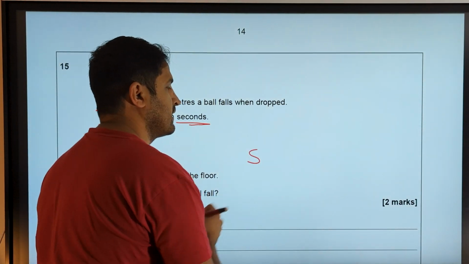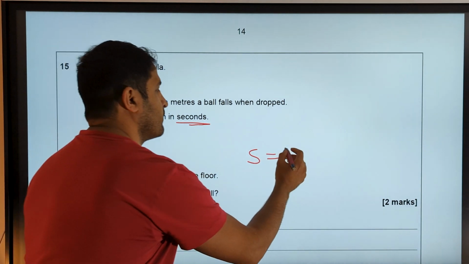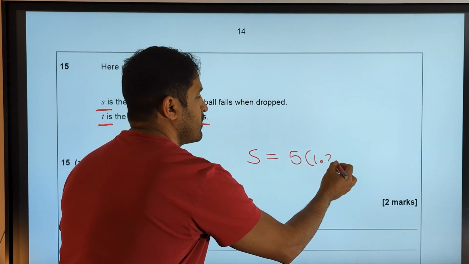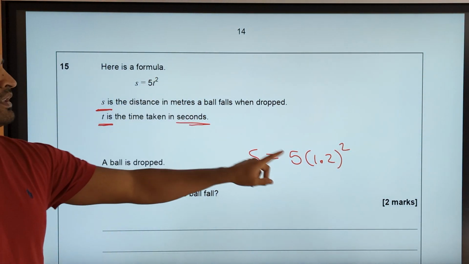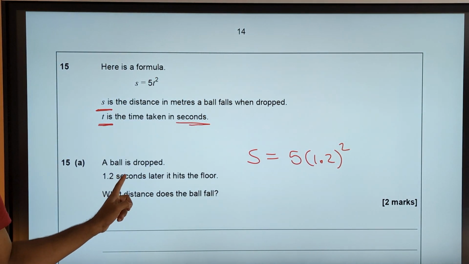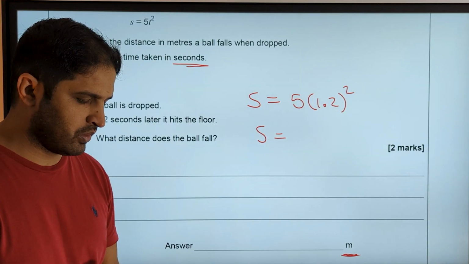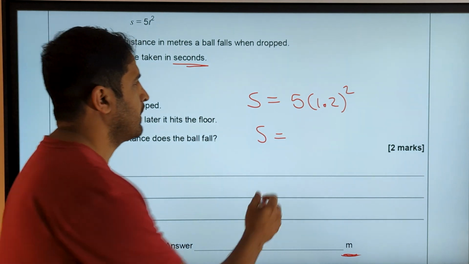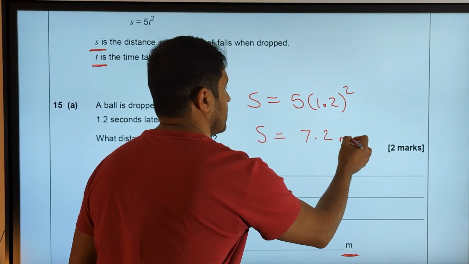S is the distance, and we're putting in that formula, which comes from 5 times 1.2 squared, because it's 5 times t squared and the time is 1.2 seconds. Put that in the calculator. 1.2 squared multiplied by 5. So I get S to be 7.2 meters.